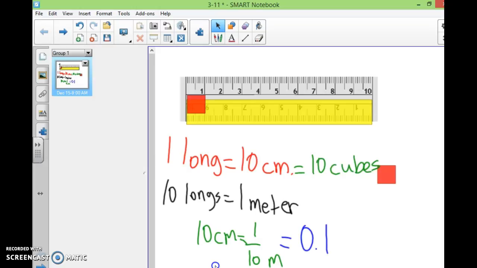We will talk about this more in group. I will have meter sticks, and we'll have longs and cubes, and we will go through them. Bring your math journal and a pencil.